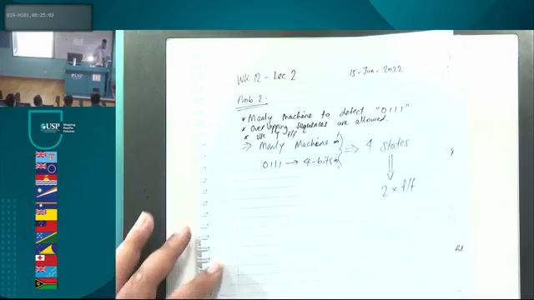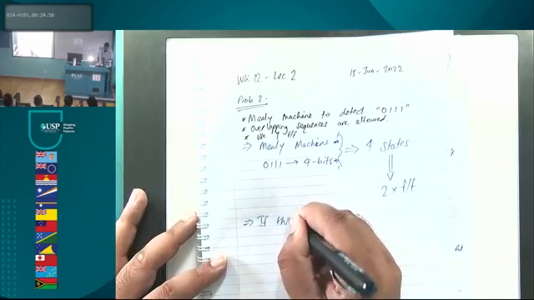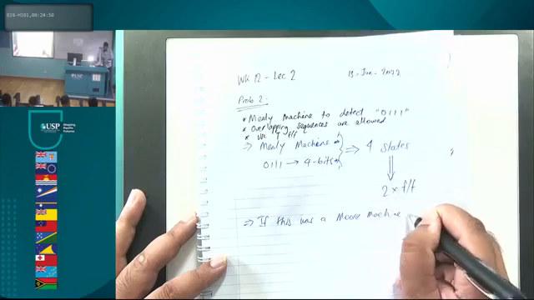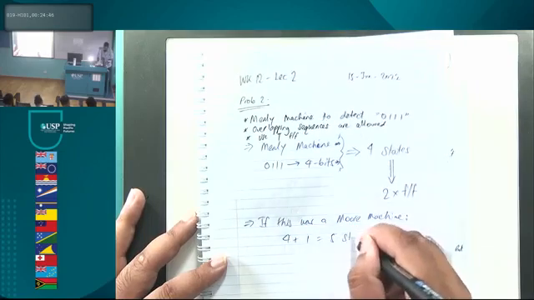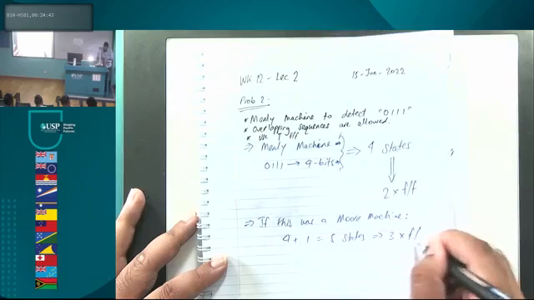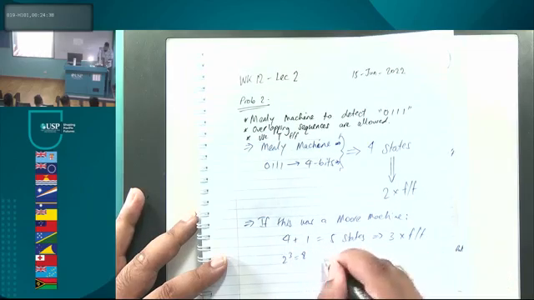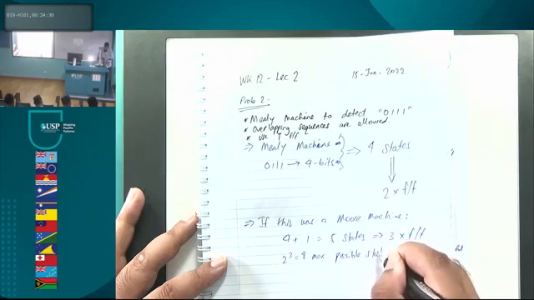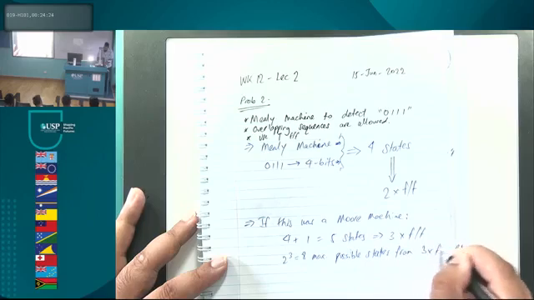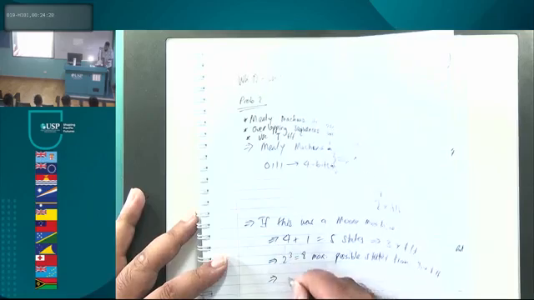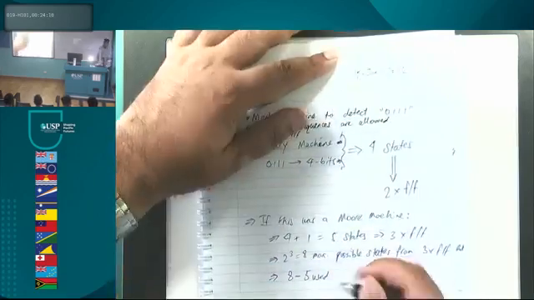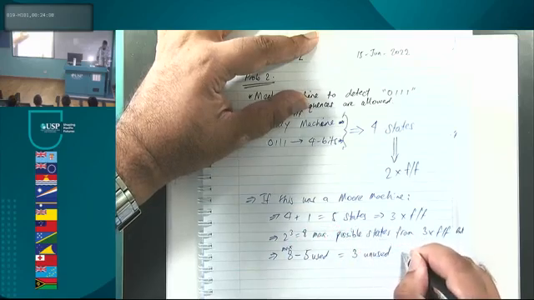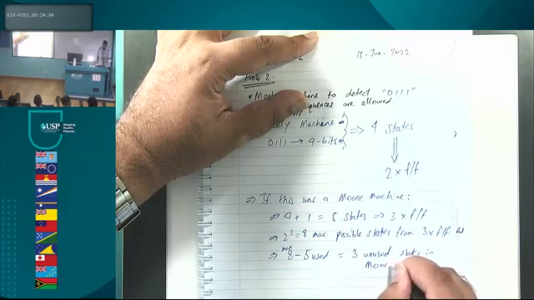Let's come back to this question. If this was a Moore machine, then it'll be 4 plus 1 equals 5 states, which would be 3 flip-flops, which would also mean 2 to the power of 3 equals 8, 8 maximum possible states from 3 flip-flops. 8 maximum minus 5 used equals 3 unused states in Moore.